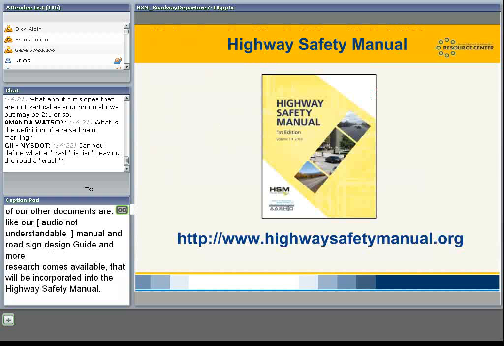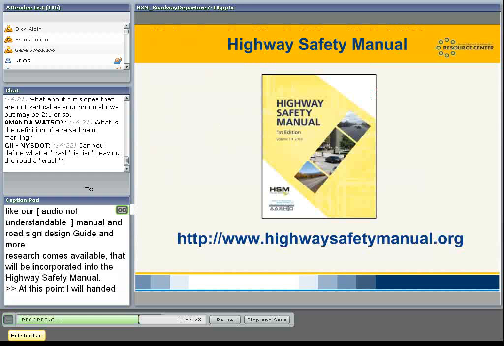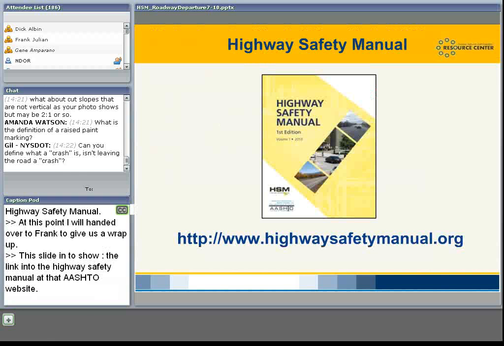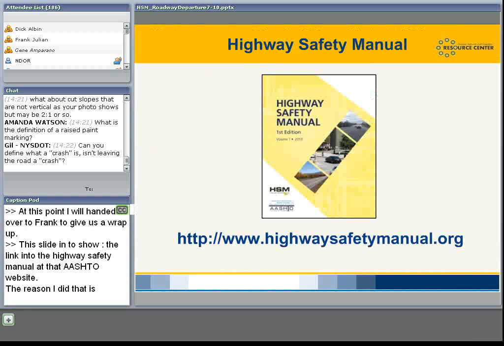And then that should be available for the second edition of the Highway Safety Manual when it comes out in the future. So the Highway Safety Manual should be a living document that's updated just as all of our other documents are, like the Highway Capacity Manual, the Green Book, and the Roadside Design Guide. As more research becomes available, that will be incorporated into the Highway Safety Manual.